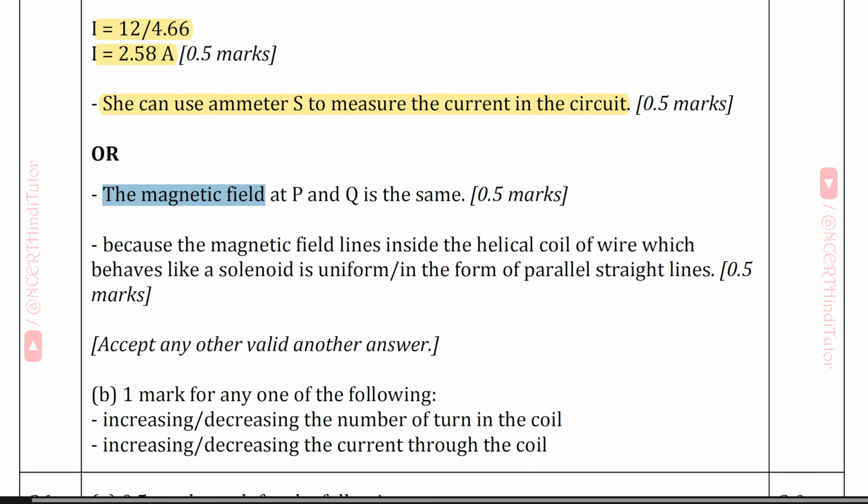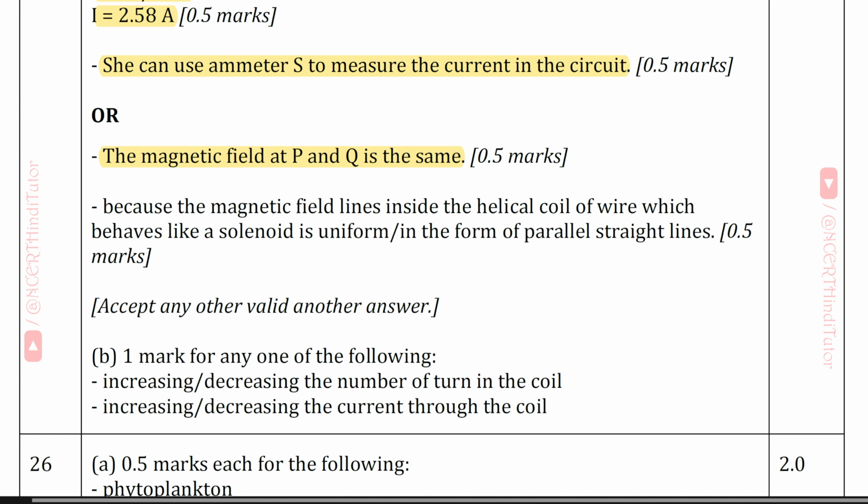The magnetic field at P and Q is the same. Because the magnetic field lines inside the helical coil of wire, which behaves like a solenoid, is uniform or in the form of parallel straight lines. B. Increasing or decreasing the number of turns in the coil, increasing or decreasing the current through the coil.